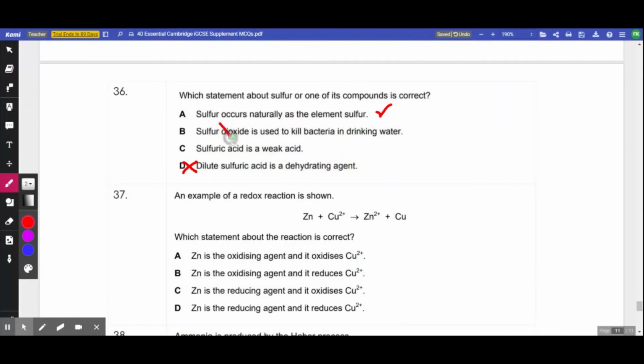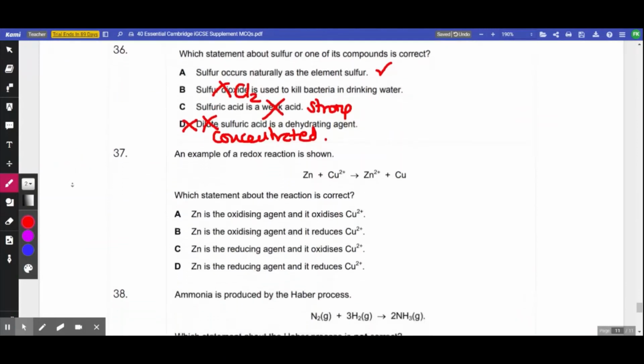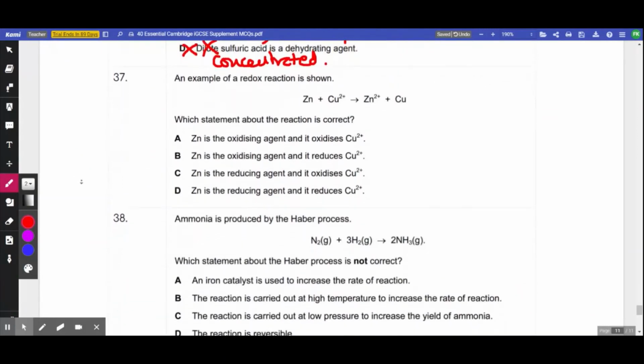No, it's actually chlorine that is used. Sulfuric acid is a weak acid. Well, that's a definite no. That was the least popular answer. That is actually a strong acid. Dilute sulfuric acid is a dehydrating agent? No, that is not correct. It's actually concentrated sulfuric acid that can be used as a dehydrating agent. So a couple of facts about the uses of sulfur should be able to secure you a mark.